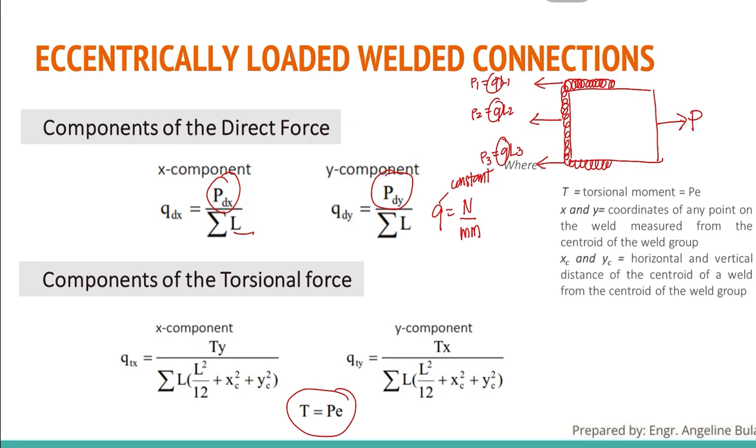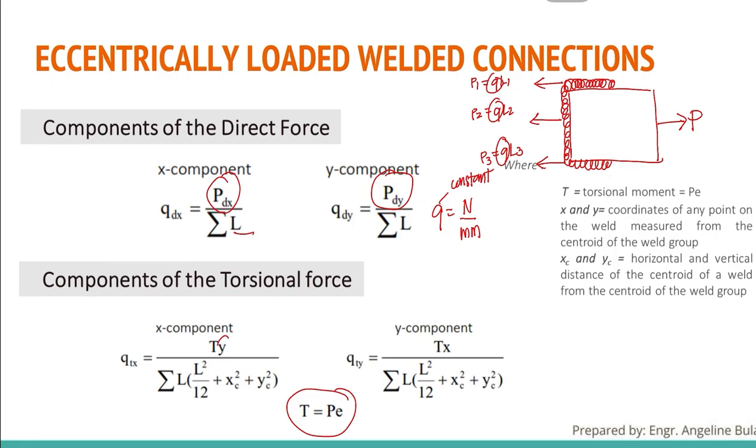So, this moment causes additional forces in the welds depending on their location relative to the centroid of the weld group. So, yung resulting shear per unit length, X component QTX is equal to T times Y over summation L times the quantity L squared over 12 plus X sub C squared plus Y sub C squared. Y component QTY is equal to T times X over summation L times the quantity L squared over 12 plus X sub C squared plus Y sub C squared.